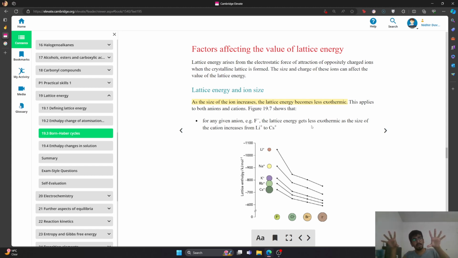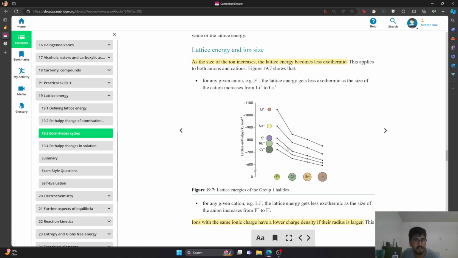So what we understand is both small and both of the same size is the best scenario. One big and one small is the worst combination. That is the trend that we see here as well. If you take a small metal with a small non-metal, you get a lot of energy out. So lattice enthalpy is very high, lattice energy is very high. It releases a lot of energy.